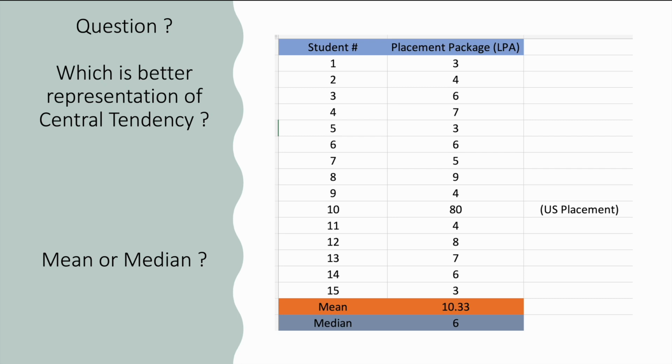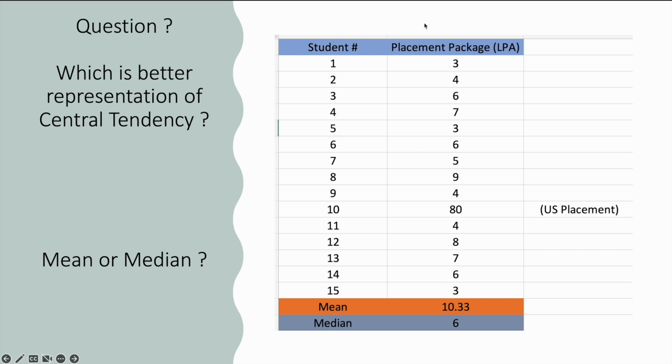Now let me ask one more thing. In the previous video we discussed mean. So the mean, when we calculated, was coming as 10.33, right? The median is coming as 6. Okay, and this is the data.